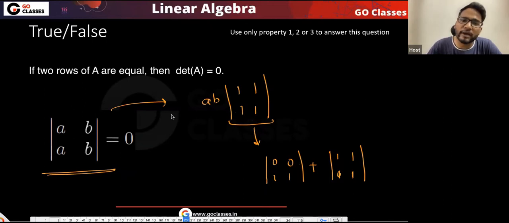Nikhil, or anyone, please do not suggest any method that is not using property 1, 2, 3. Nikhil is suggesting subtracting one row, which you might already know, and Veer is suggesting the same thing. Please keep that to yourself for now. We will come to those points. Just apply property 1, 2, 3 and do not apply anything else. Most of you might already know that this is 0, but just use property 1, 2, 3 and prove that this is 0. This is the exercise.